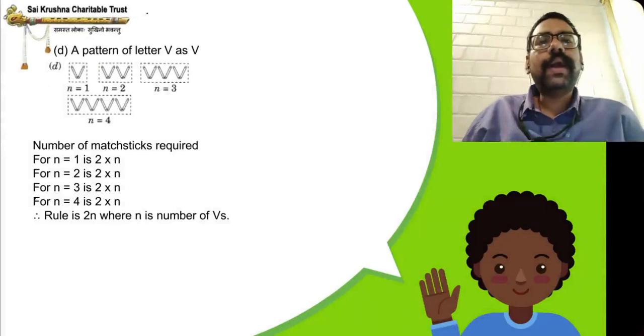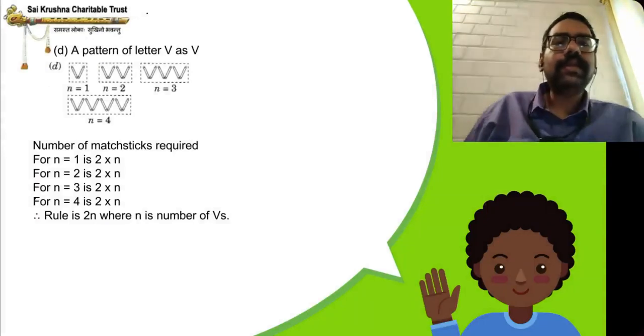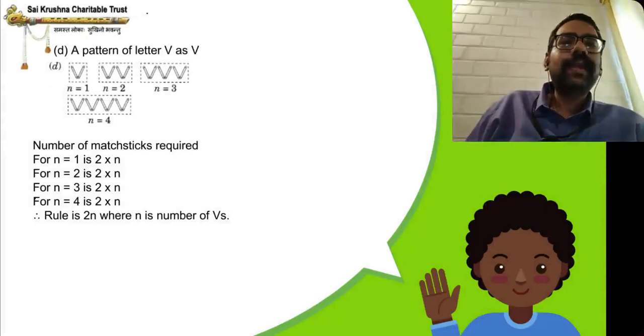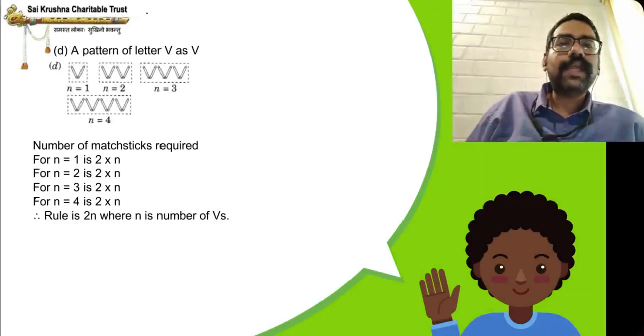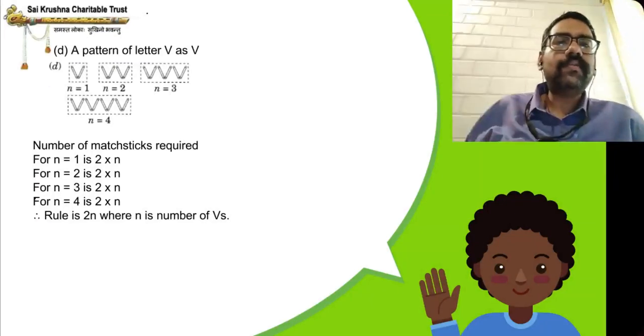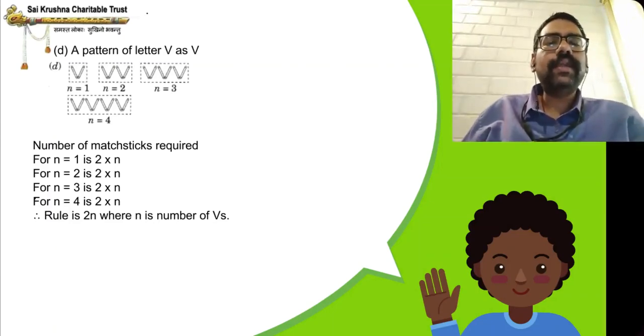D. The pattern of letter V. How many matchsticks are required to make 1 V? 2. So for 1 V, it is 2 into 1, 2 matchsticks. For 2 V's, 2 into 2, 4. 3 V's, 2 into 3, 6. 4 V's, 2 into 4, 8. The rule is 2n, where n is the number of V's.